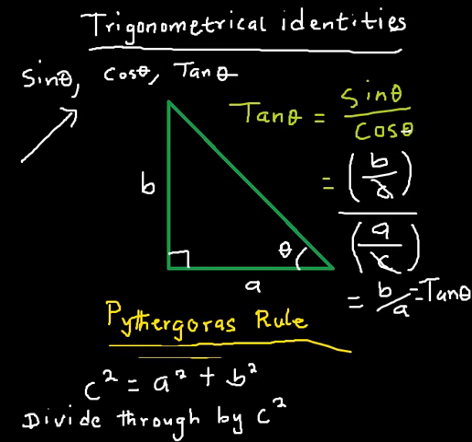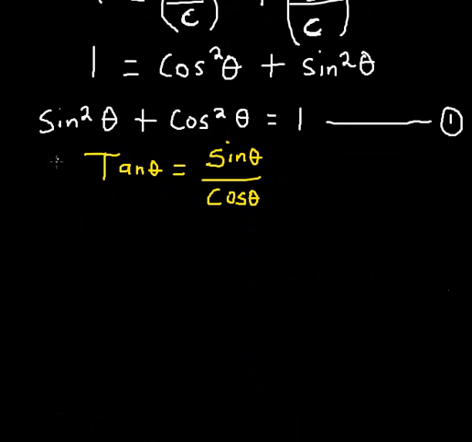Having known that proof now, let's look at the next identity from this. The next identity I'm going to derive by dividing. I want to divide everything in that first identity, divide through.